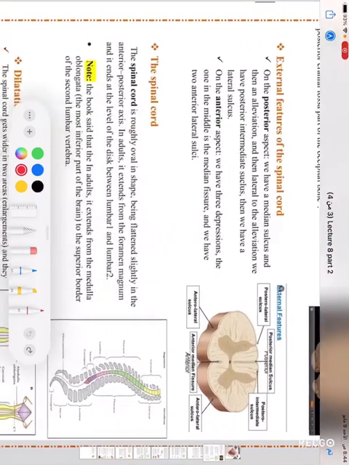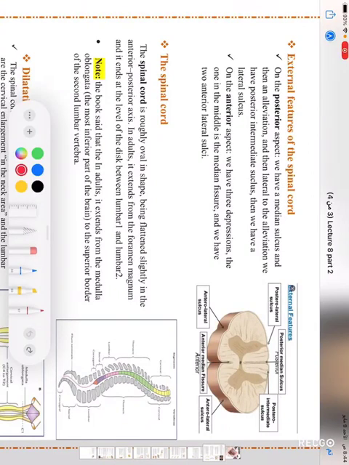Let's talk about the external features of the spinal cord. We have two aspects: posterior aspects and anterior aspects. In the posterior aspects we have the median sulcus, which is the elevation. Here is the posterior median sulcus. Then, lateral to the elevations, we have the posterior intermediate sulcus, which is here.